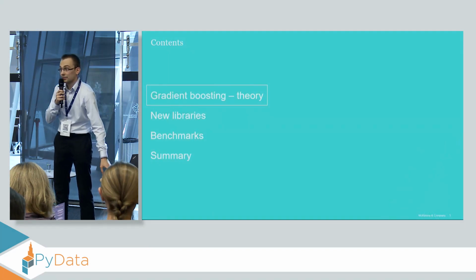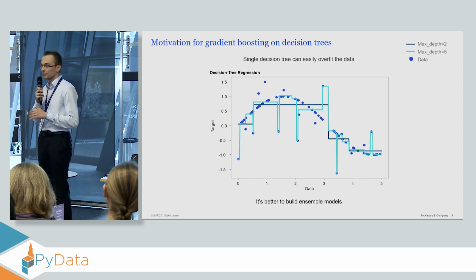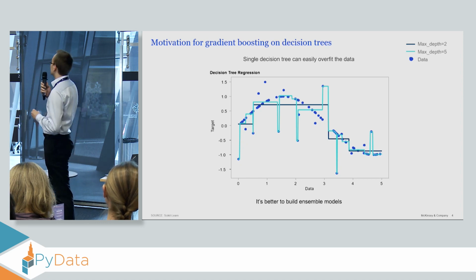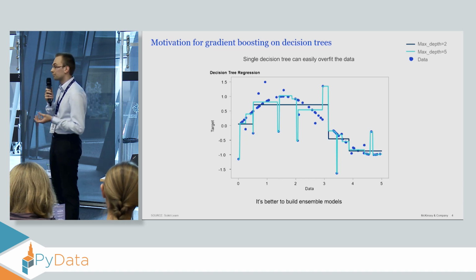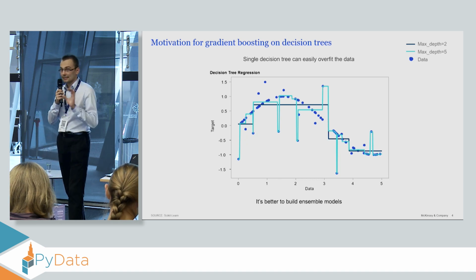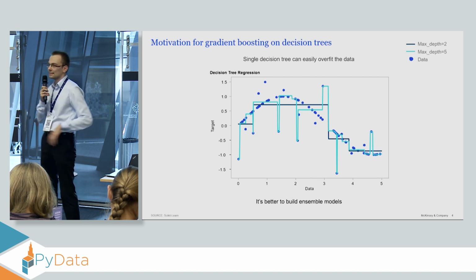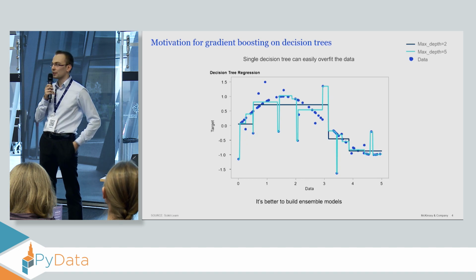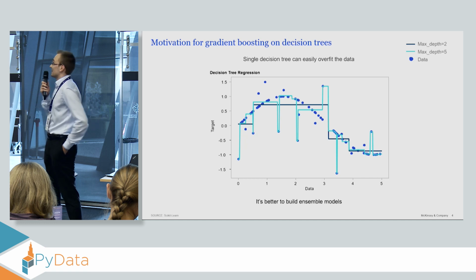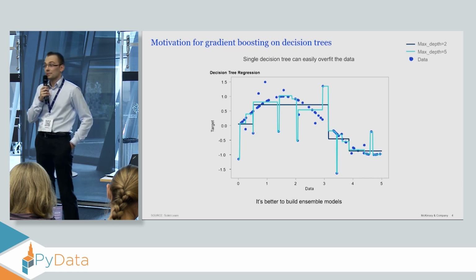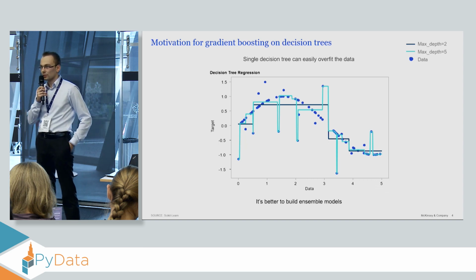Okay, so let's start with the theory of gradient boosting. I hope that you are all familiar with decision tree classifiers. And as you know, decision trees work very well with nonlinear data. The problem is that a single decision tree can very easily overfit your dataset. So here you have an example. This example comes from scikit-learn's documentation. And you can see that if we build a deep decision tree, it's very prone to outlying observations. So usually people deal with this problem by building ensembles, so by using multiple trees.